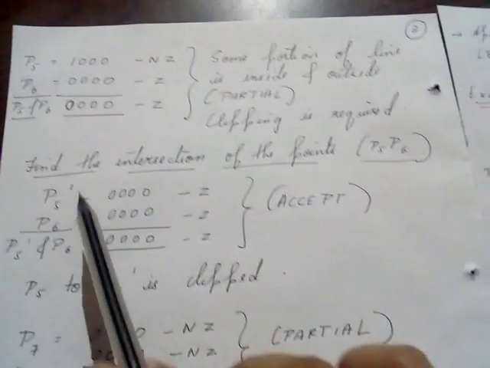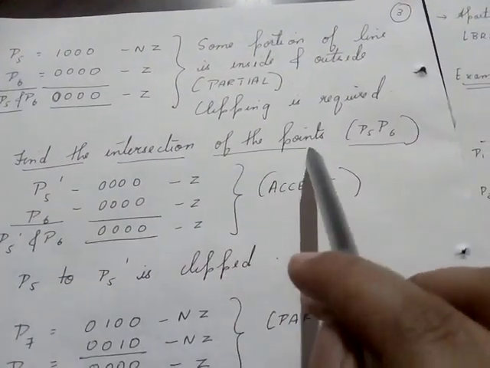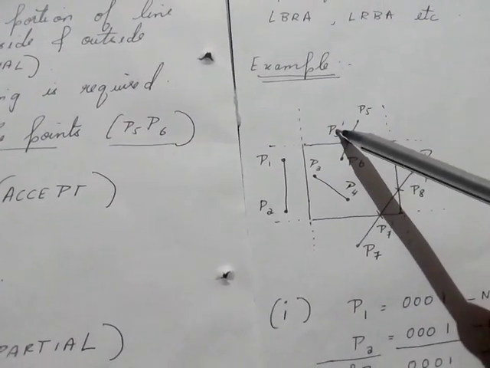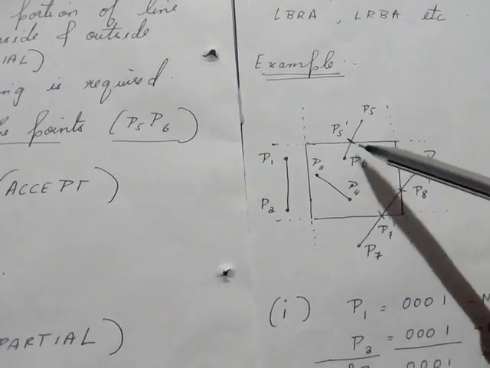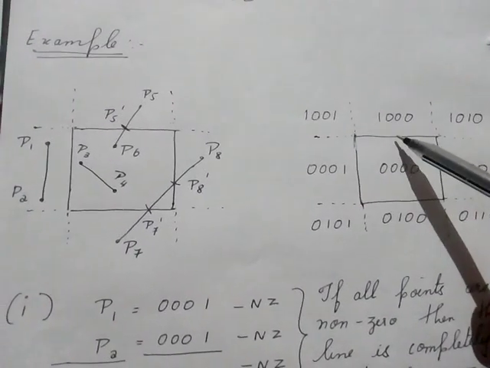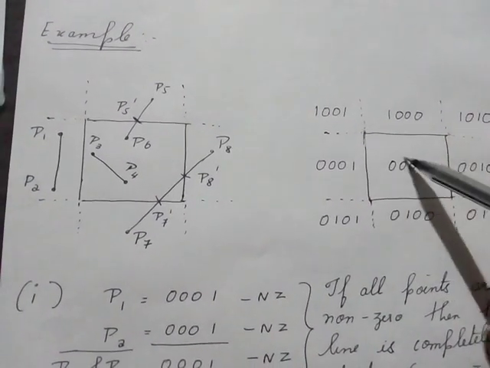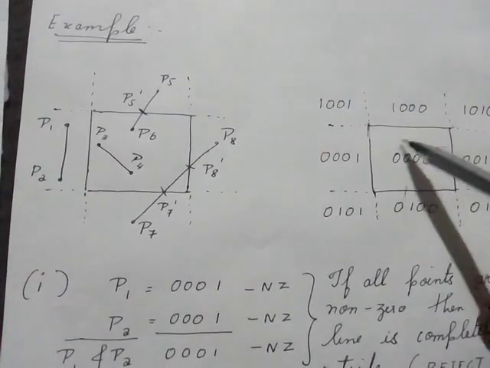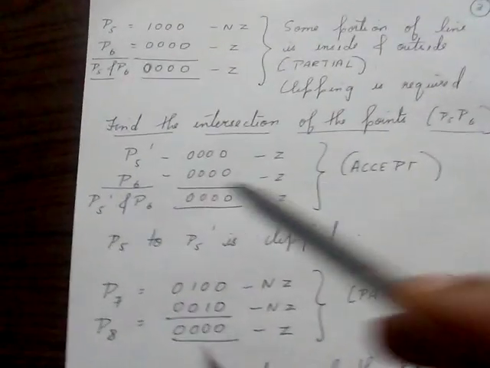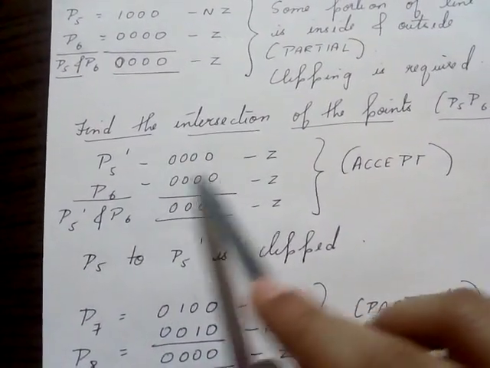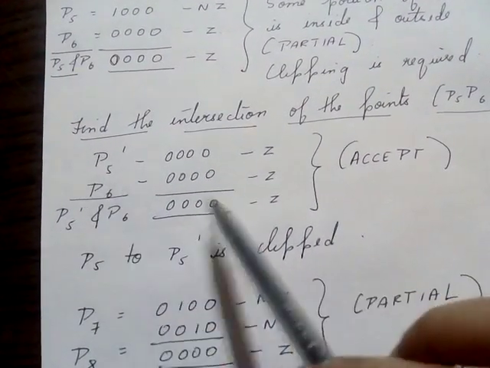So what they say next is, find the intersection of the points P5, P6. The intersection of P5, P6 is P5 dash. And P5 dash value will be the same as that of the window which is inside. That means P5 dash is here. As it is on the boundary, you have to consider it as zeros. Any point on the boundary of the window will have the same value as inside. So P5 dash will be all zeros. P6 is inside only, so all four zeros. You add both of them, you'll get this.